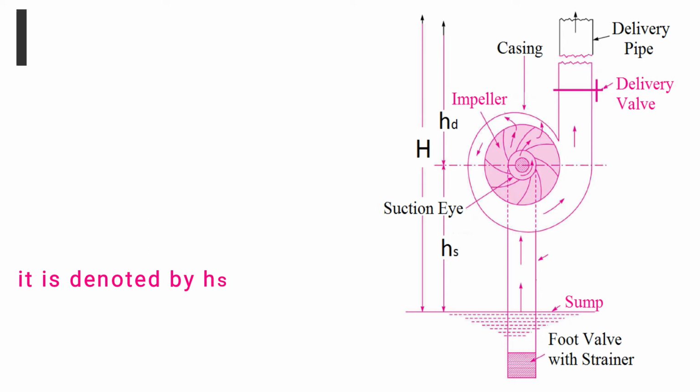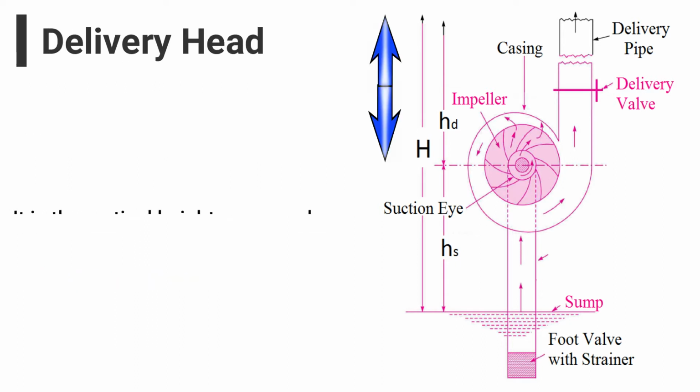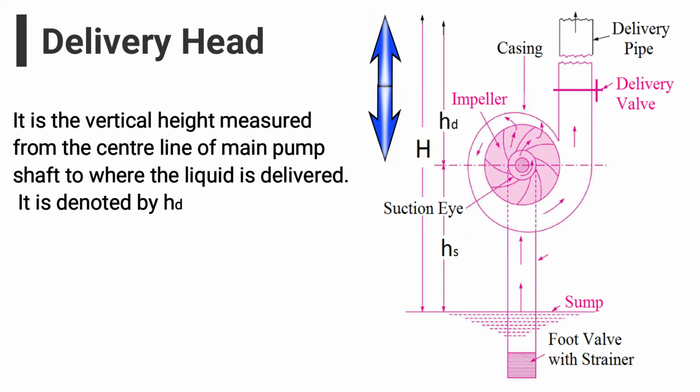Next one is delivery head. It is the vertical height measured from the center line of the main pump shaft to where the liquid is delivered. It is denoted by HD.